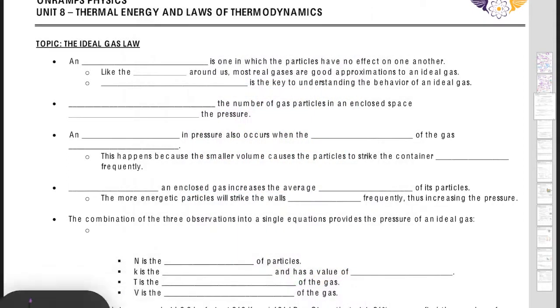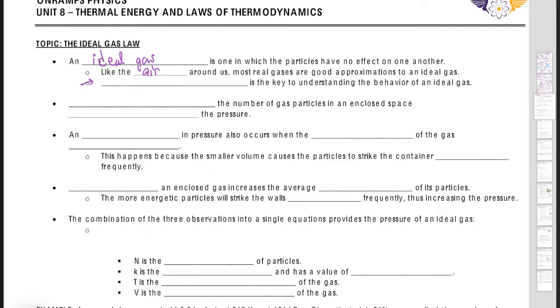So we're focusing around ideal gases. An ideal gas is one in which the particles have no effect on each other, right? They're just whizzing by each other. They'll collide, creating more energy and so forth. But like the air around us, most real gases are good approximations to an ideal gas. And so I think it tends to be more like the kinetic theory or the ideal gas law that is the key to understanding the behavior of an ideal gas.